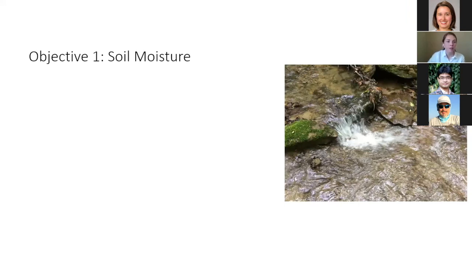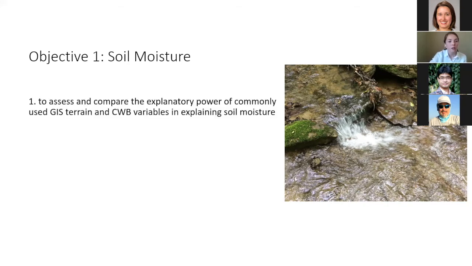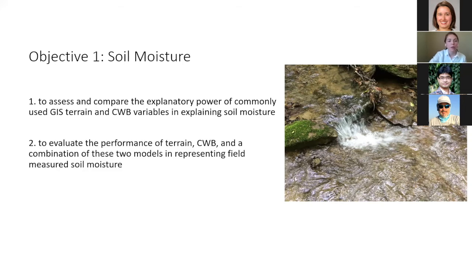So first, looking at the first objective, which is the soil moisture one, we had 2 specific objectives. First, to assess and compare the explanatory power of commonly used GIS terrain and climate water balance variables in explaining soil moisture. And secondly, to evaluate model performance of terrain, climate water balance, and the combination of these categories in representing field measured soil moisture. The first part is really looking at the variable ranking of GIS terrain and climate water balance categories. And the second part is really looking at model performance.